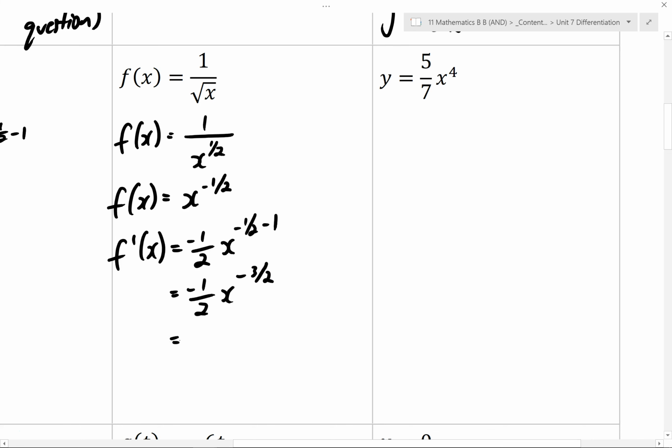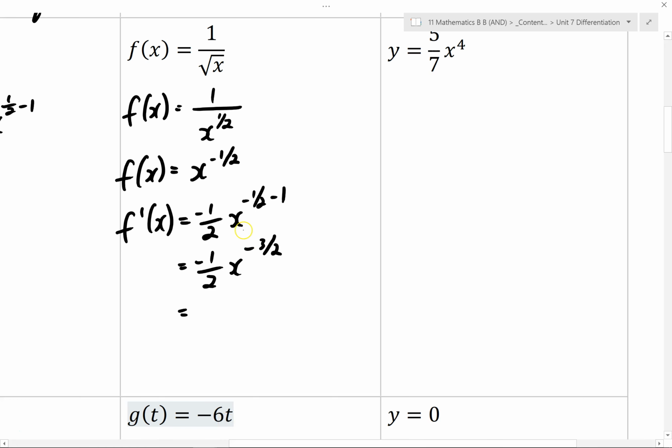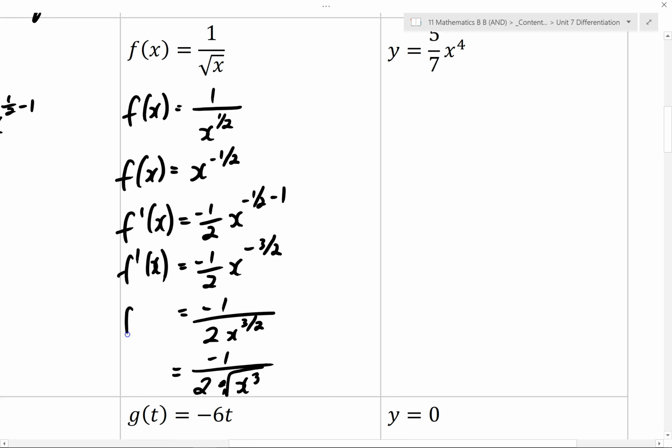Don't like negative powers, so it needs to come below the fraction line. And I don't like fractional powers either. It sounds like I don't like a lot of things. So I need to change this x to the power 3 on 2 to the square root of x cubed. And make sure we carry down the f dash of x all the way.